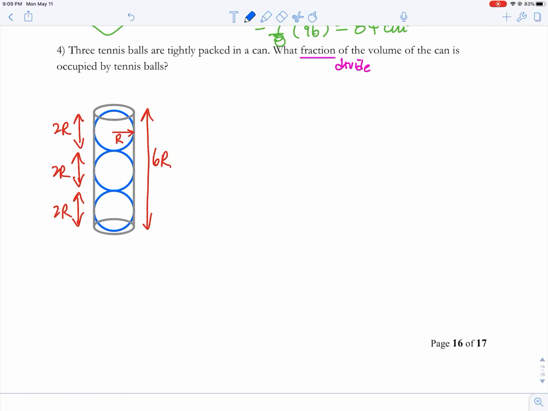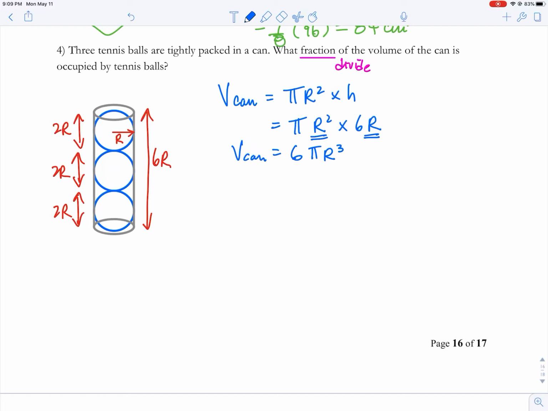So the volume of the can is going to be pi r squared times how long it is, right? Or how high it is. So in this case, it's going to be pi times r squared times 6r. And if we pull the number out front, so 6 pi and then r squared times r, that's going to give me r cubed, so that the volume of the can is 6 pi r cubed.